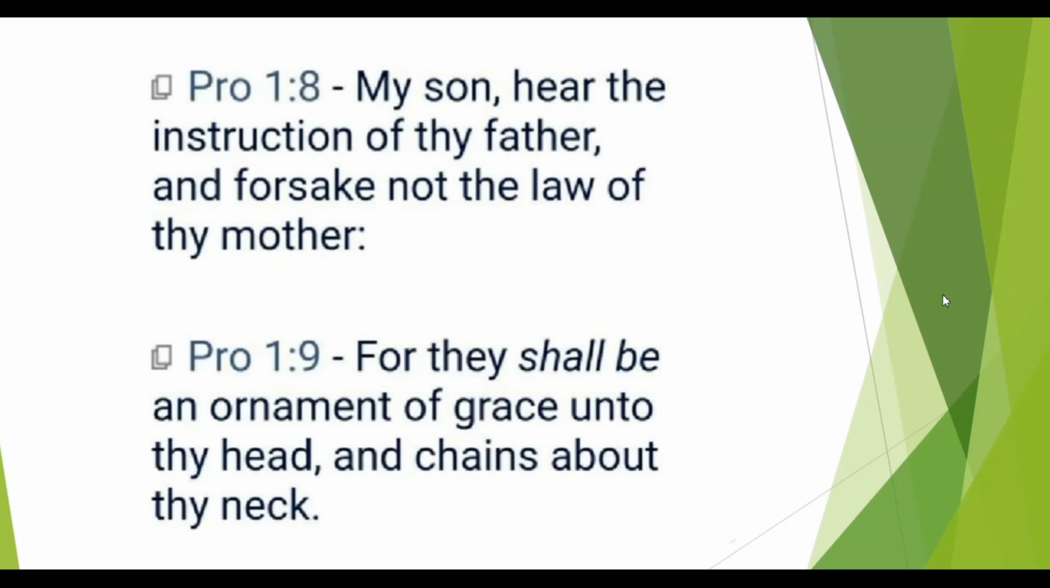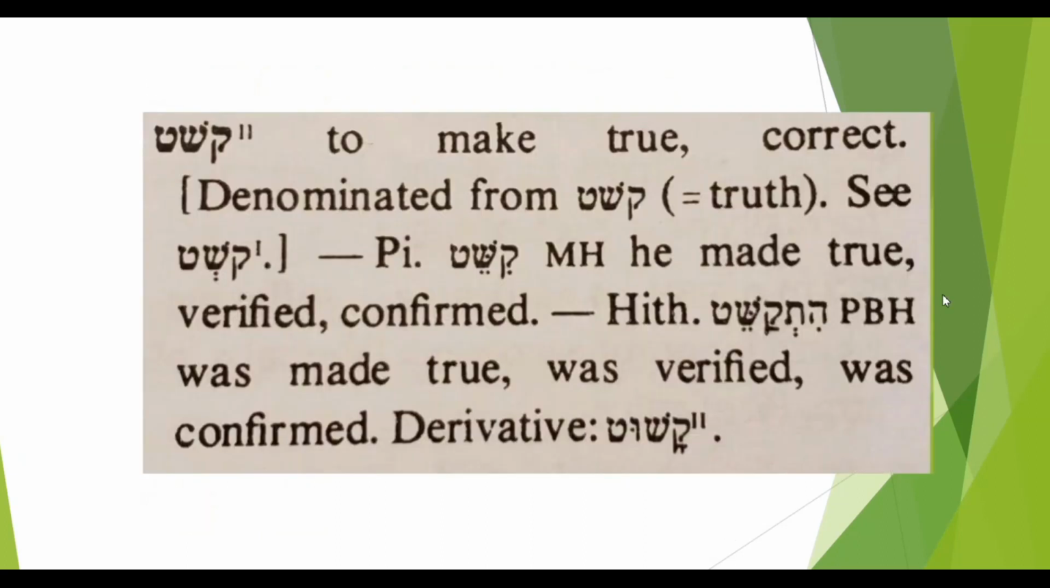Proverbs 1:8 and 9 give an example of this. My son, hear the instruction of thy father, and forsake not the law of thy mother, for they shall be an ornament of grace unto thy head, and chains about thy neck. This is decoration, necklaces. So we have the same spelling, Kuf, Shin, Tet, is also defined to make true, correct, truth. He made true, verified, confirmed, was made true, was verified, was confirmed.